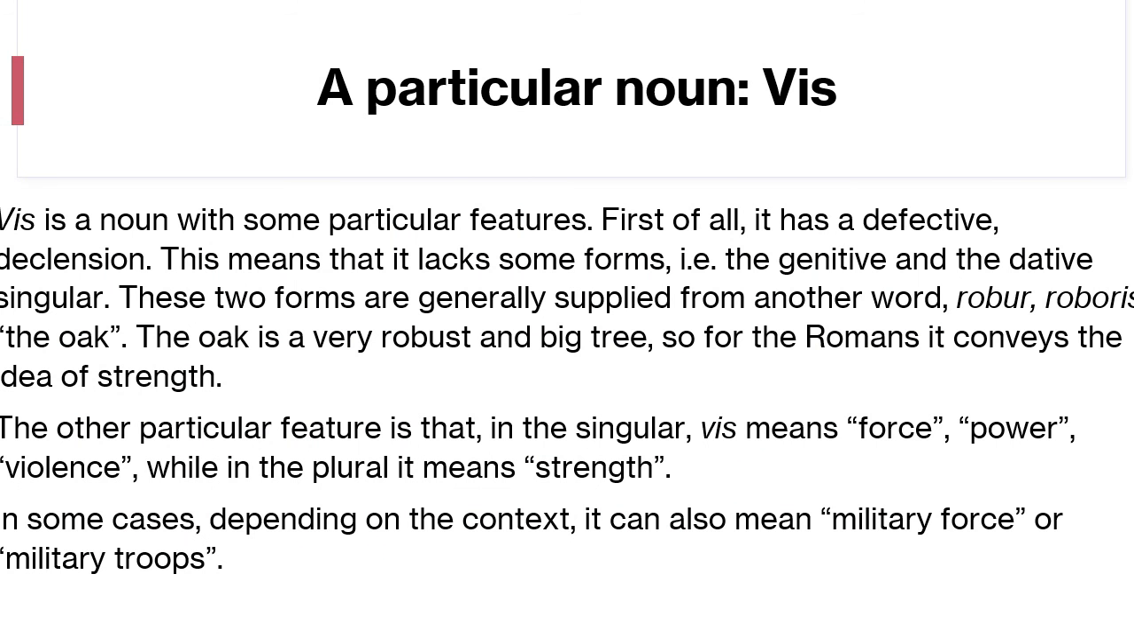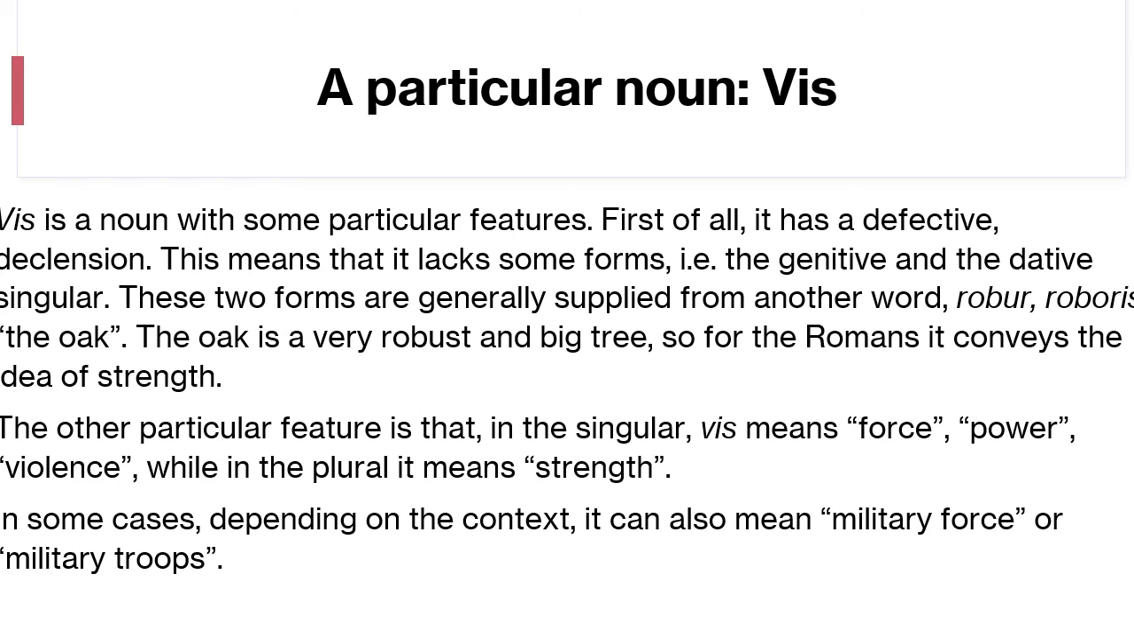The last thing that I wanted to view today is a particular noun of the third declension, which is the noun vis, which means force or strength. Vis is a noun with some particular features. First of all, it has a defective declension. What does defective mean? This means that it lacks some forms, that is to say, the genitive and the dative singular.